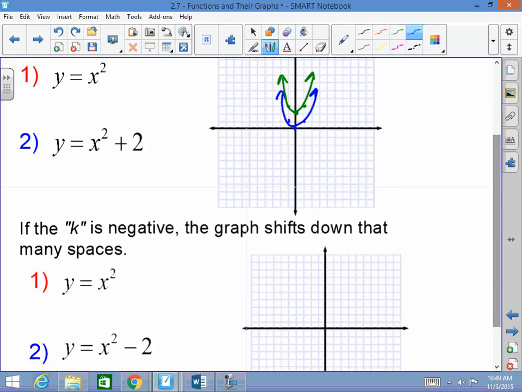So, again, my parent function: 0, 0, 1, 1, negative 1, 1. That's my parent function of my quadratic. But I have x squared minus 2, so I shift down 2 spaces. I go down 1, 2, down 1, 2, down 1, 2. Should have done it in green. And that is my graph shifted.